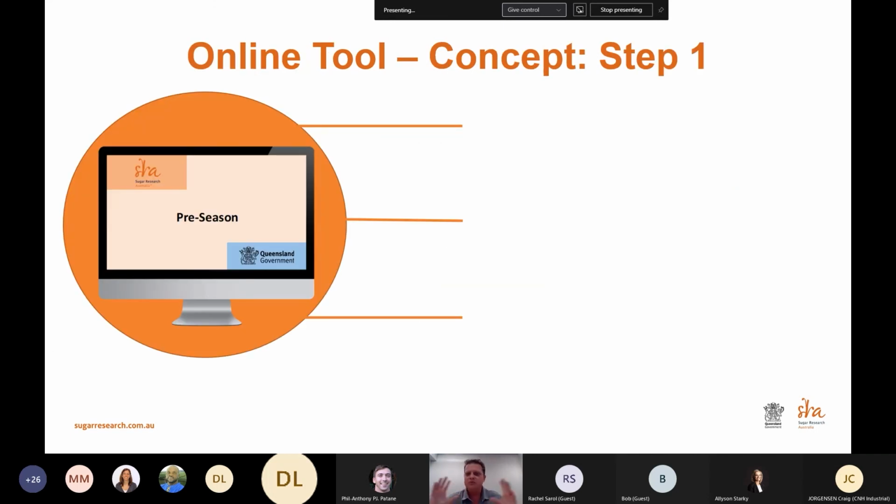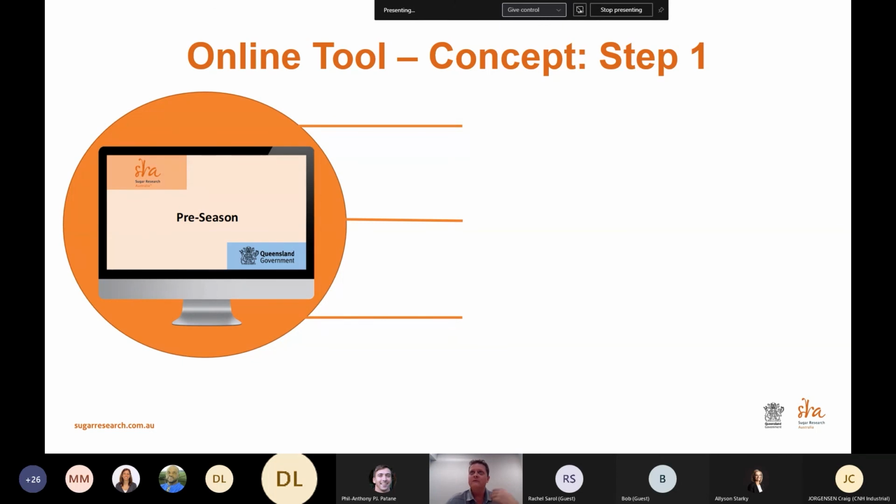Just some of the conceptualizations around the tool itself. I'm going to talk specifically about 3 steps. The first step really, and just think about it, once we've developed it, this is how we envisage you using the tool.